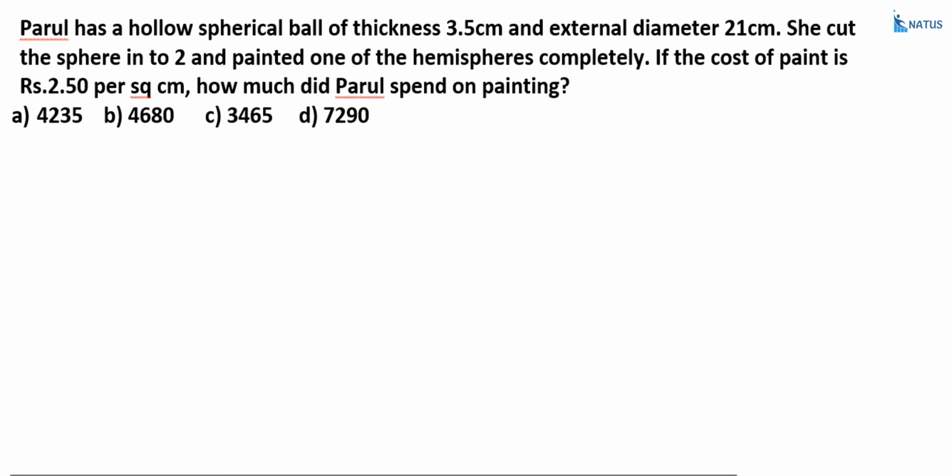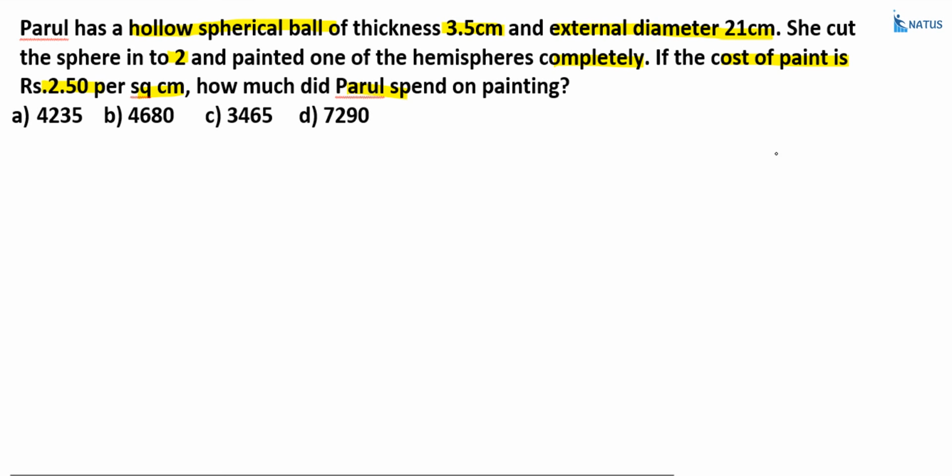Next example. Pearl has a hollow spherical ball of thickness 3.5 centimeters. External diameter is 21 centimeters. She cut the sphere into two and painted one of the hemispheres completely, only one hemisphere. If the cost of the paint is 2 rupee 50 paise per square meter, how much did Pearl spend on painting?